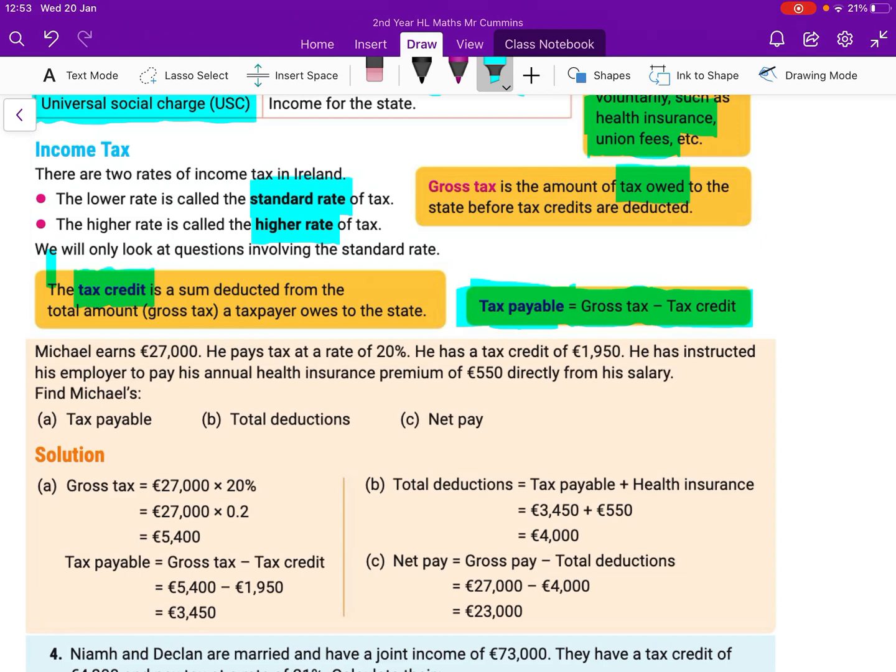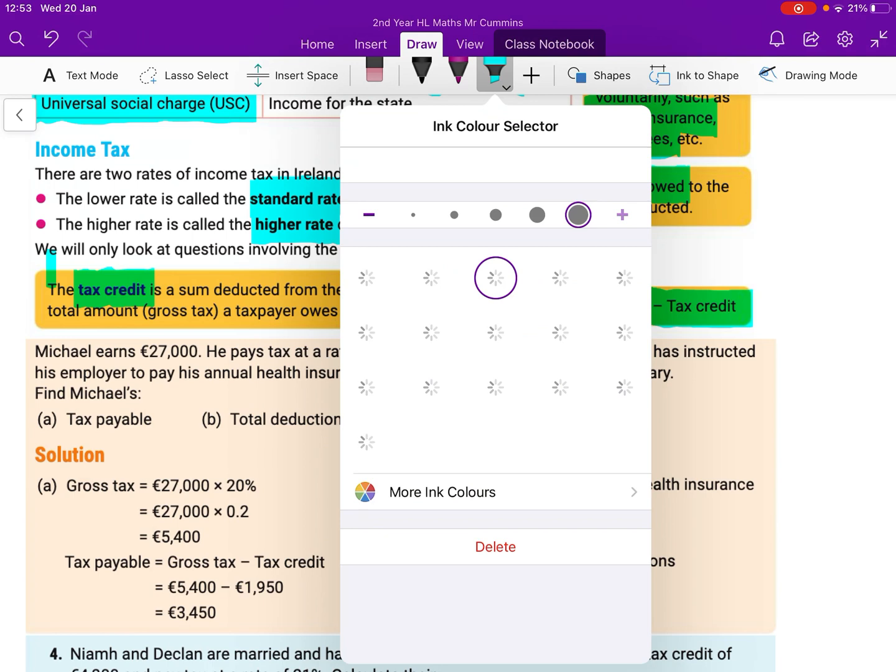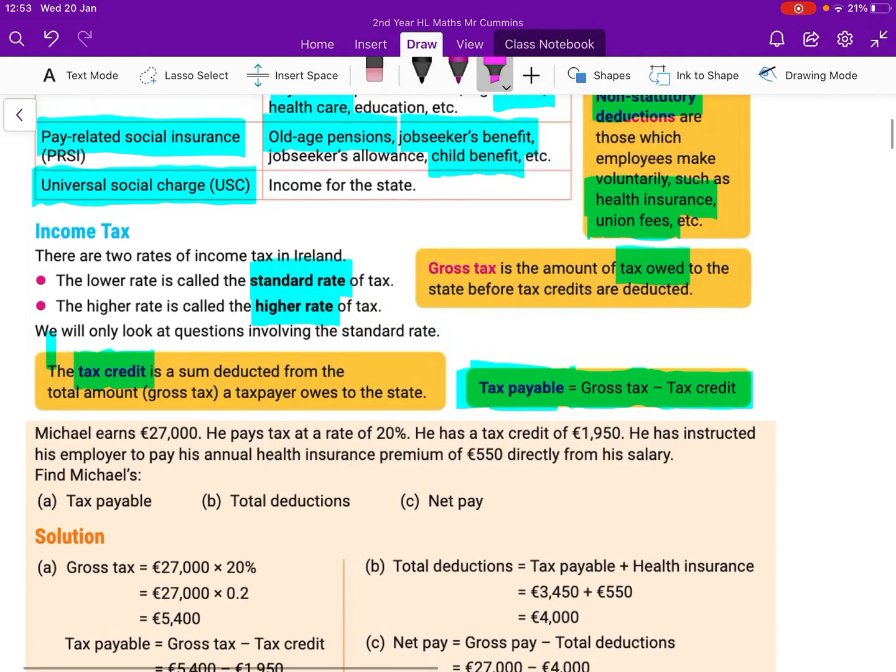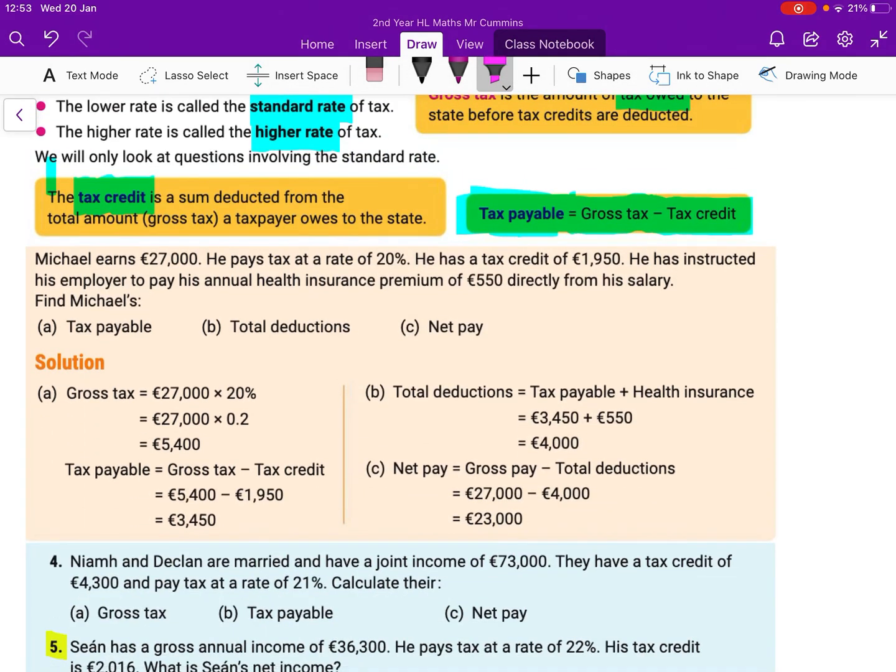So we'll have a quick example. This kind of puts the whole thing together: your gross pay, your net pay, your standard rate of tax, your gross tax, your tax credits, and how much tax you might pay. So if this guy here, Michael, earns 27,000 euros a year, and he pays tax at 20%, so we're not going for the two tax bands at the moment, and he has a tax credit of 1,950.